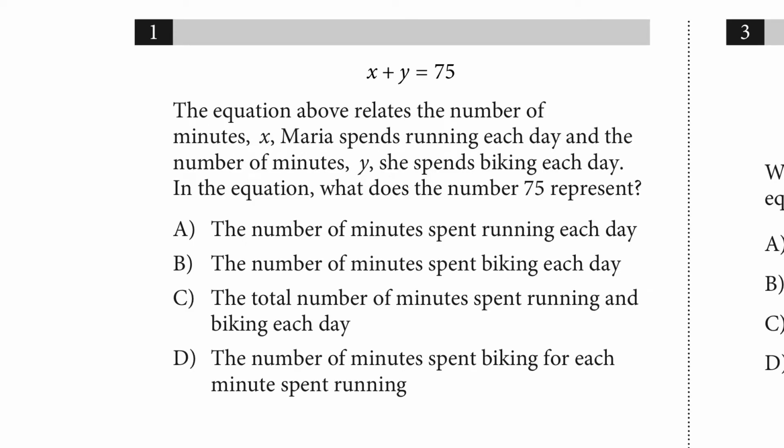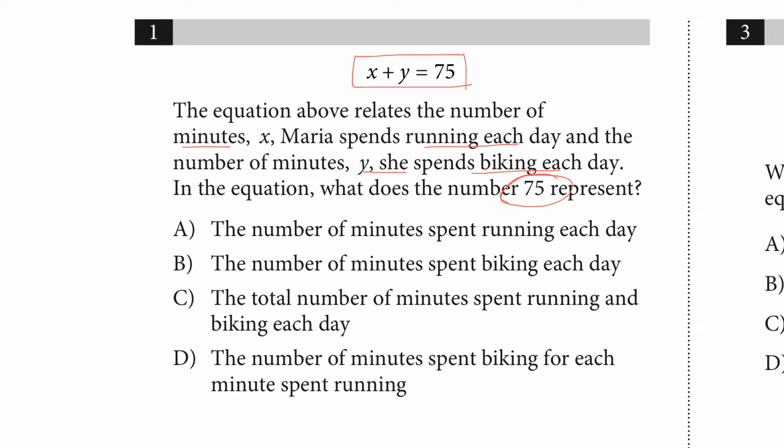Okay, problem number 1. It says x plus y equals 75. So we start with this little equation here. And it says the equation above relates the number of minutes x Maria spends running each day. So x is running. And the number of minutes y she spends biking each day. In the equation, what does the number 75 represent?